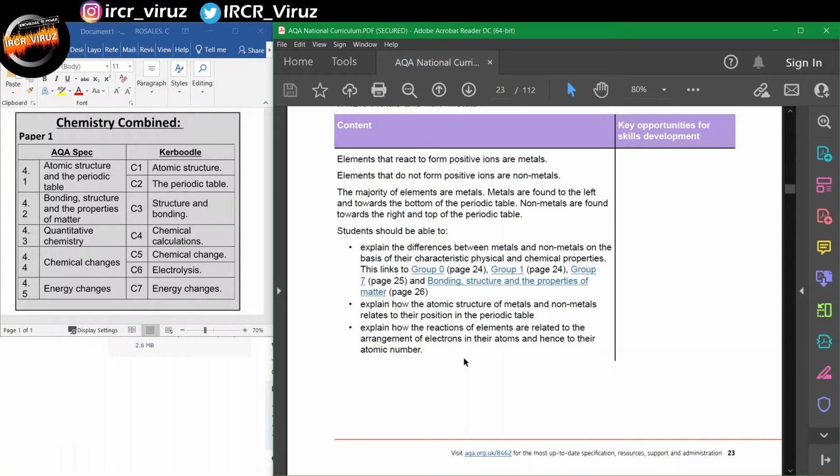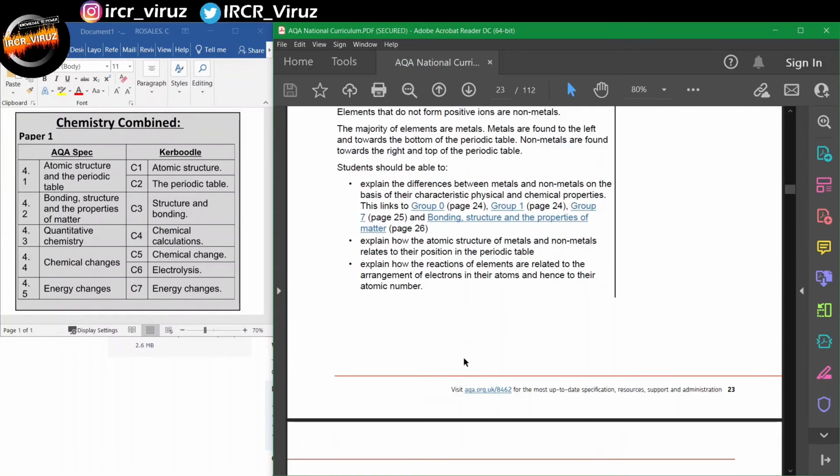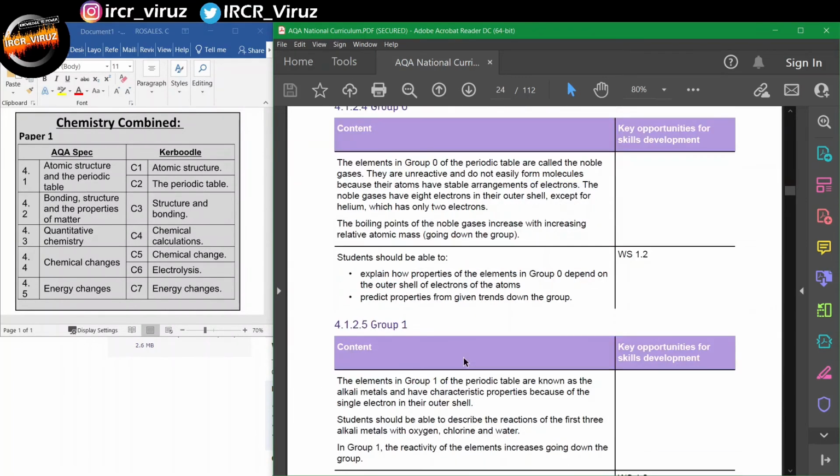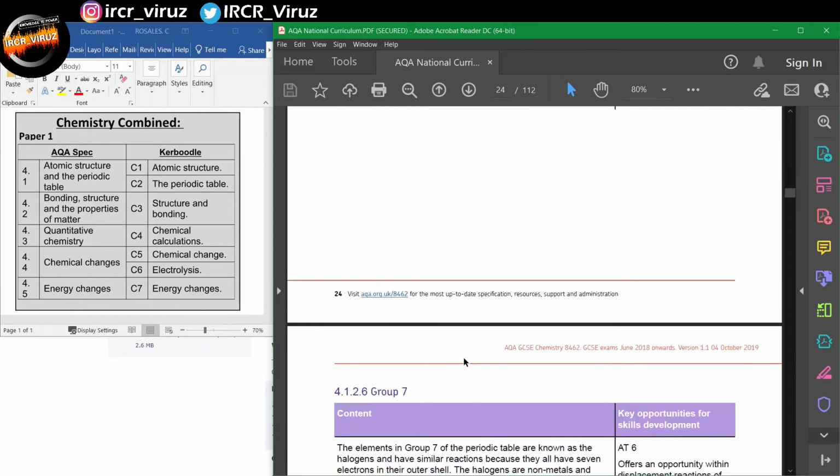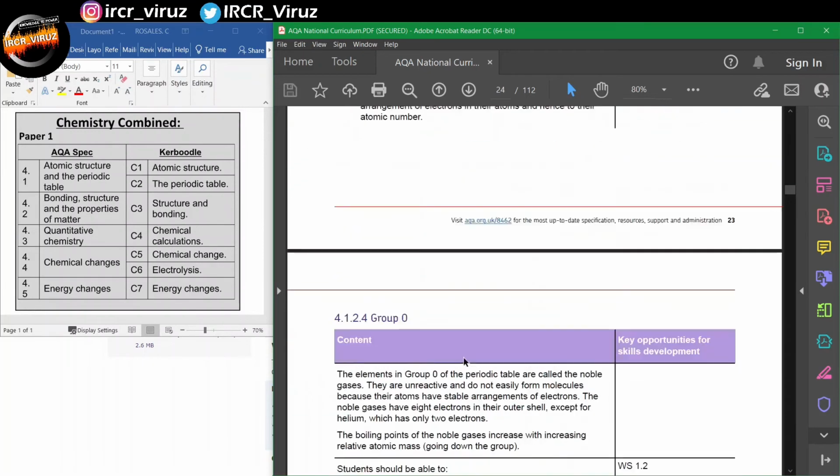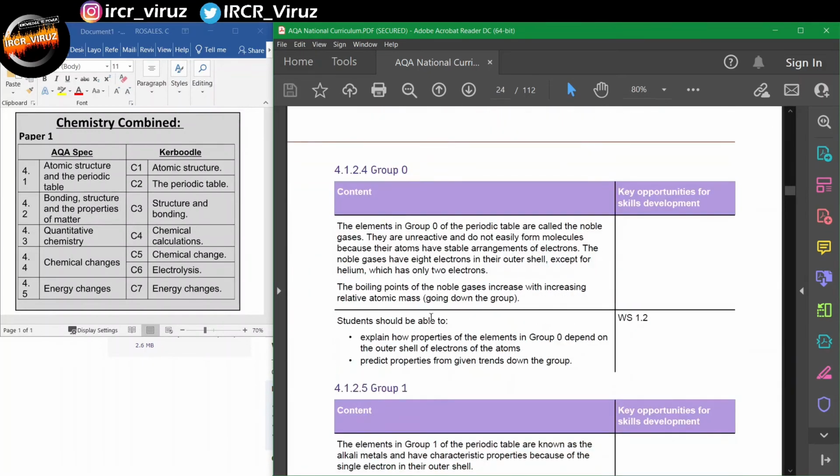Okay, let's see if we can get a periodic table, and we're going to talk about that in a second. Okay, so there we go. Elements in group 0 in the periodic table are called noble gases because they're very unreactive.